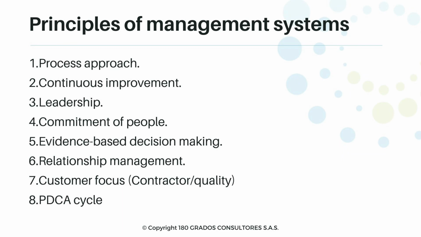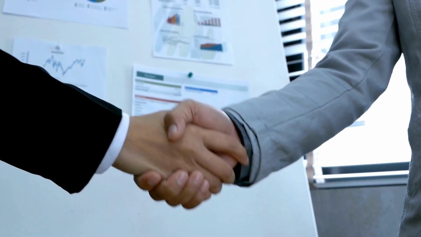Number 5, evidence-based decision making. This is very important. This principle is about making decisions based on analysis and evaluation of data and information. Very important for you auditors. Number 6, relationship management. This principle is about managing relationships with relevant interested parties to optimize their impact on performance.